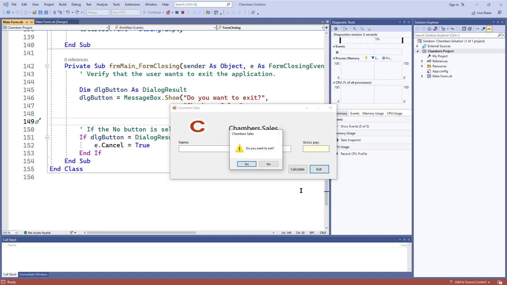All right, so what I have here is the sales application that I was showing you before, where we saw the message box for the first time. Now, if I hit no on this message box that is asking me, do I want to exit? If I hit no, then it doesn't exit. But if I hit yes, then it closes.